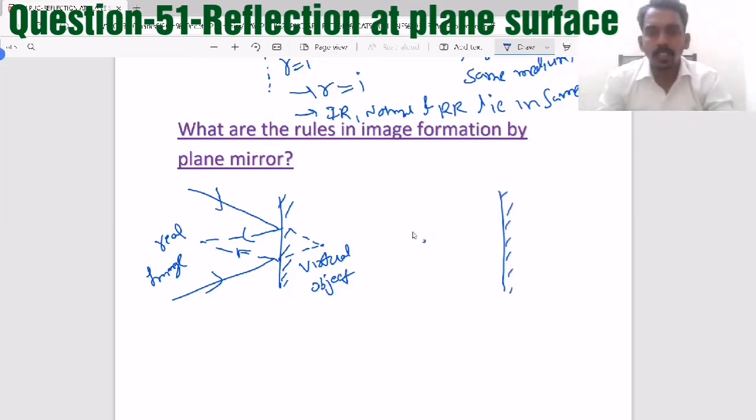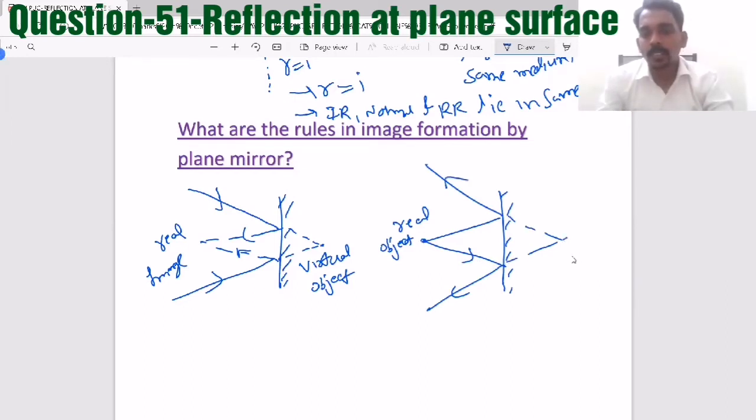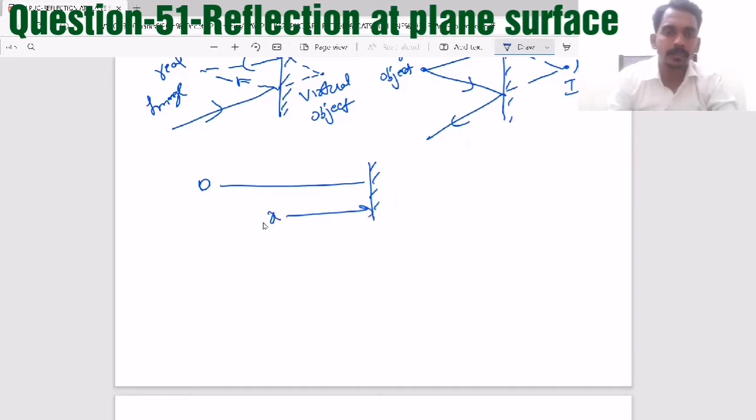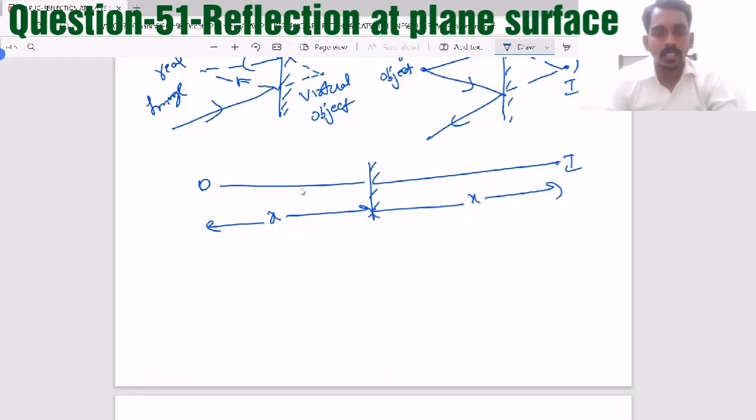If suppose there is one real object, then rays will go and hit and they reflect. Then if you extend them back, this will become the image, that is a virtual image. So whenever you stand in front of the mirror, the image formed is a virtual image. And always in the case of a plane mirror, when the object is at a distance x, the image also forms at the same distance. That we represent with u and v. So u is always equal to v.